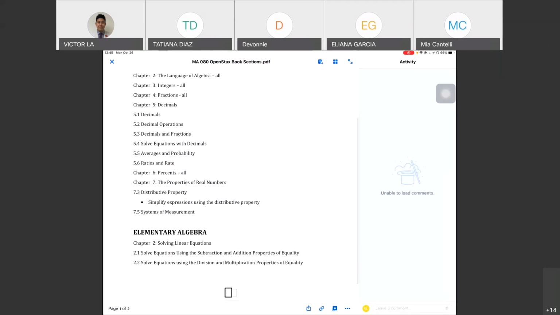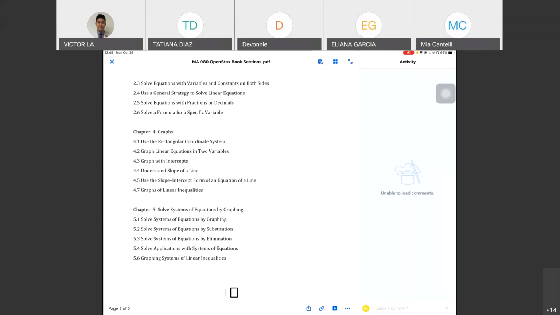However, if you notice chapter 2 right here, it says solve equations using the subtraction and addition properties of equality. Well, we kind of almost did that already when we solved equations, right? And then if you look at 2.2, solve equations using division and multiplication properties of equality. Well, we kind of did that already too, believe it or not. And then solve equations with the variables and constants on both sides. We almost did that. Use a general strategy to solve linear equations. We can talk about that. Solve equations with fractions or decimals. Oh, wait, we did that. But the new thing, per se, quote unquote, is solve a formula for a specific variable.